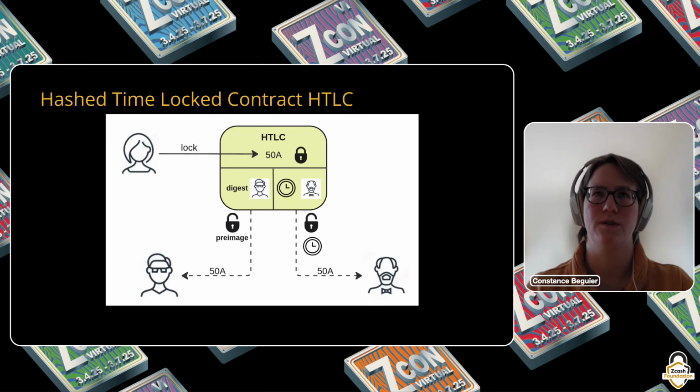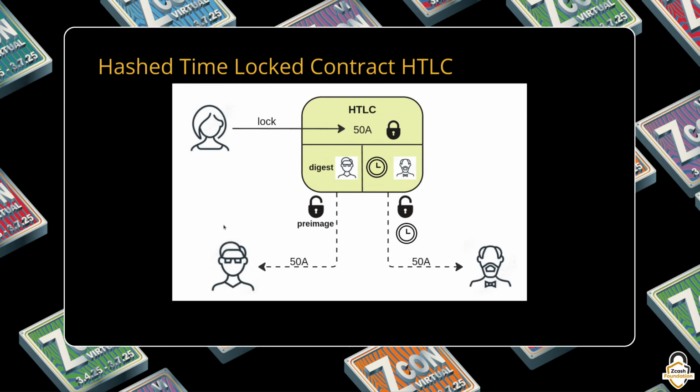So now we have three users, Alice, Bob, and John. Alice will create the HTLC contract by sending 50 of asset A into the contract. And she will define who can spend those 50A and how. Either Bob could spend the 50A if he knows a pre-image of this digest. So if he knows a number such that the hash of this number is equal to the digest. The digest is defined by Alice when she creates the HTLC contract. Or John could spend the 50A if we are after a deadline.